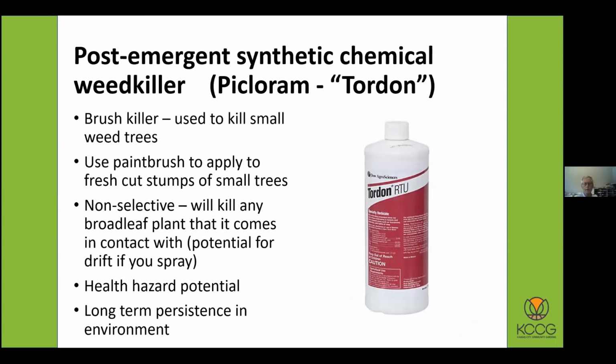And then there's another post-emergent synthetic chemical weed killer that's worth mentioning. The scientific chemical name is Picloram, but the brand name that you'll usually see is called Tordon. This is a brush killer. Just your regular other weed killers don't work on woody plants like little trees and shrubs and vines like poison ivy, things like that. So this is a brush killer, especially used to kill small weed trees. We'll talk about that a little bit later.